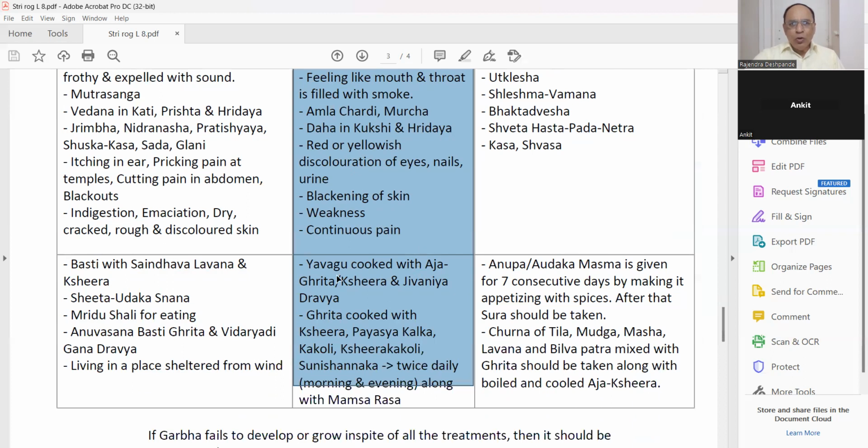What can you do? Yogurt, Yavagu cooked with Aja Ghrita and Kshira. Mainly you can always remember milk for Pitta. Then Jivaniya Dravya, Ghrita cooked with Kshira. Then Payasa, Kalka, Kakoli, Kshira Kakoli twice daily, morning and evening, along with Mausarasa.